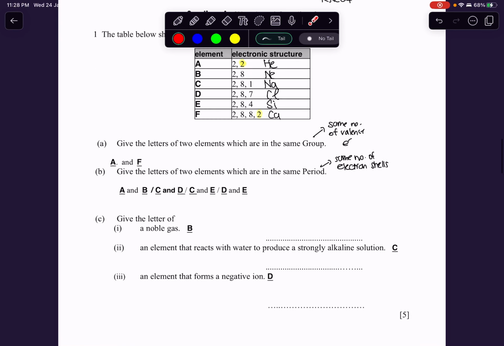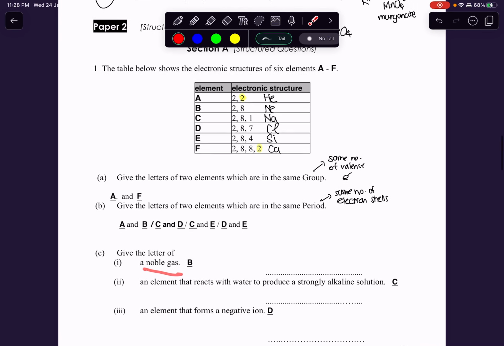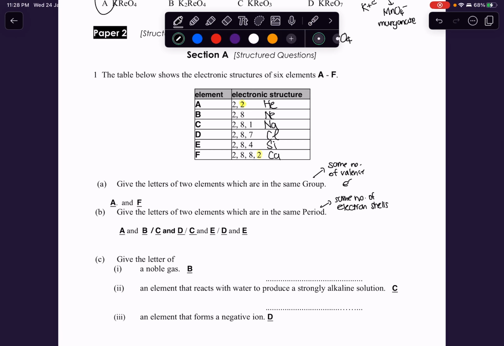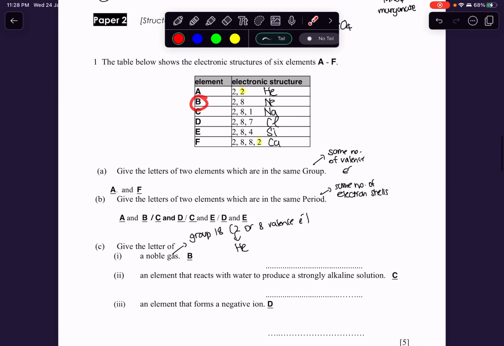Part C, give the letter of the noble gas. Noble gas is group 18, which means they have either 2 or 8 valence electrons. The noble gas with 2 valence electrons is helium. So in this case, the answer has to be B. 2.8 is neon anyway, if you want to identify.